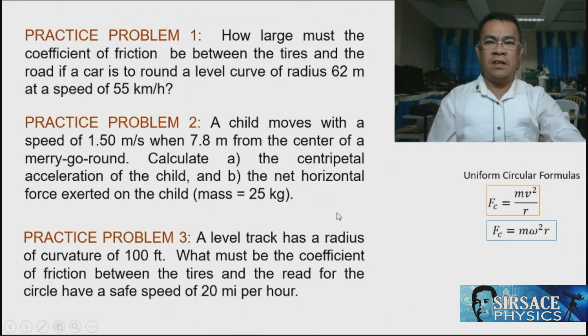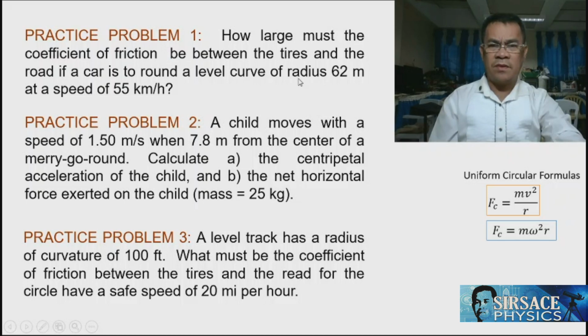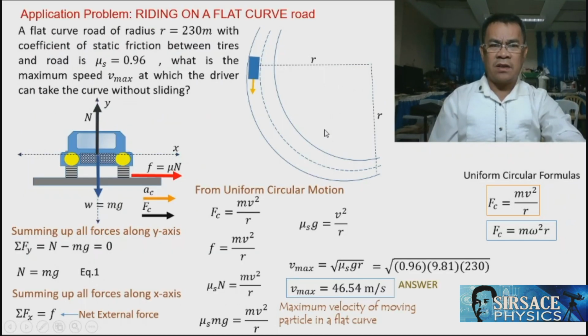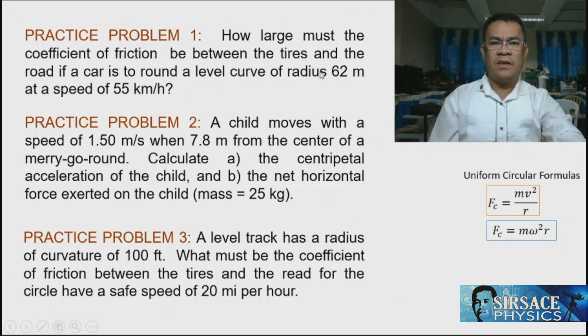Now, in order to practice, try this problem. Practice problem number one. How large must be the coefficient of friction? Given the radius, remember, look at the formula. This is a kind of flat road. You are given the radius and the velocity, and you are asked to calculate the coefficient of friction. So you have to do the conversion. Convert this to meters per second for consistency, or convert this to kilometers. You can do it.